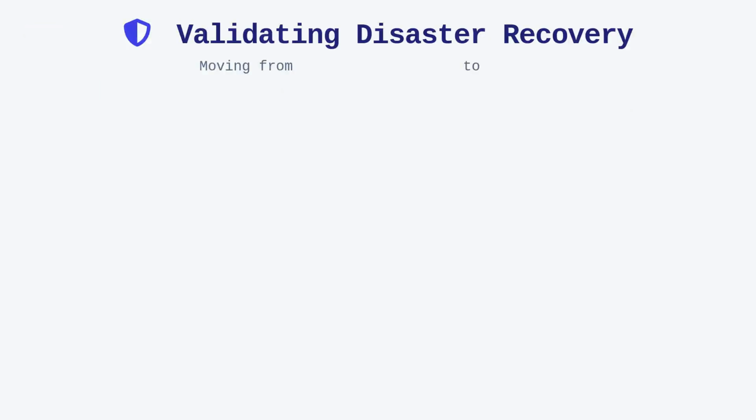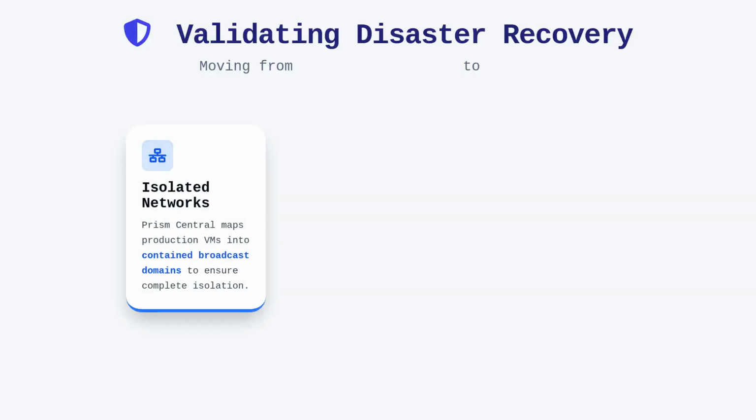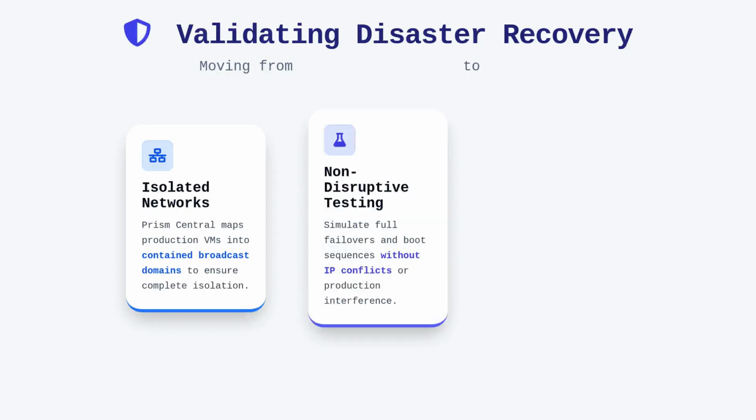Effective disaster recovery is a hollow promise if it has not been validated through regular, non-disruptive testing. Prism Central allows us to create isolated networks specifically for testing purposes, which maps production VMs into a contained broadcast domain at the destination. By doing this, we can simulate a full failover, execute our boot sequences, and verify application health without creating duplicate IP conflicts or interfering with the live production traffic at the source site.